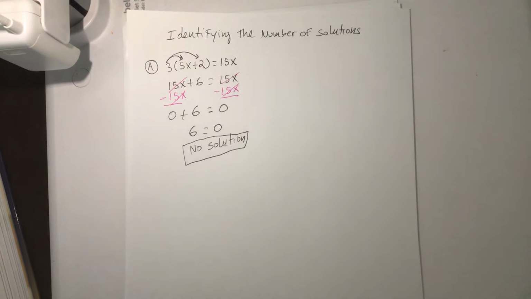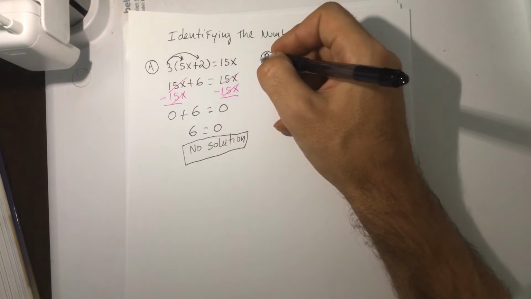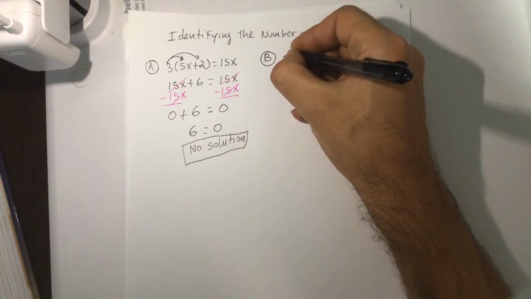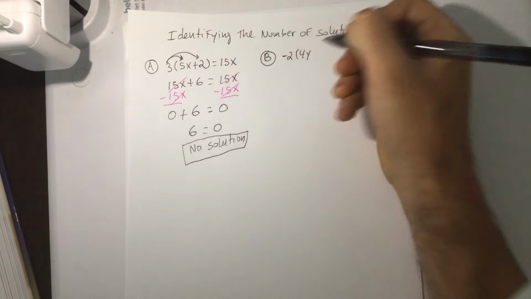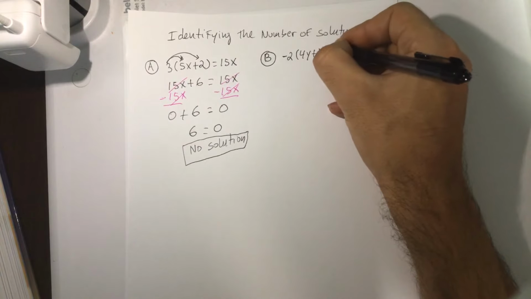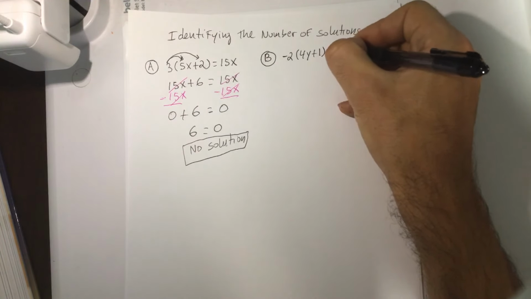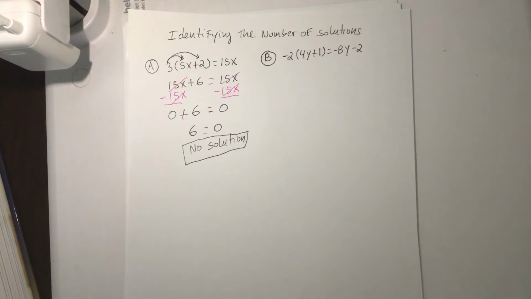All right, so now let's take a look at another example. I want you guys to try this one over here, see what happens. We got negative 2 times (4y plus 1) is equal to negative 8y minus 2. So pause the video right now and see if you can solve this, see what you get, okay? And then we're gonna go over it.